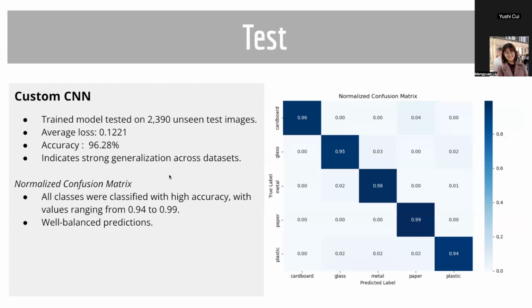After the training process, we test our model on over 2,000 unseen test images as before. The accuracy reaches over 96%, which is really good, and this indicates strong generalization across datasets. You can see from the right-hand side confusion matrix that all classes were classified with high accuracy, with values ranging from 0.94 to 0.99. Our model also balanced the predictions well, which means the prediction output is not biased towards one class over other classes. Next slide, please.